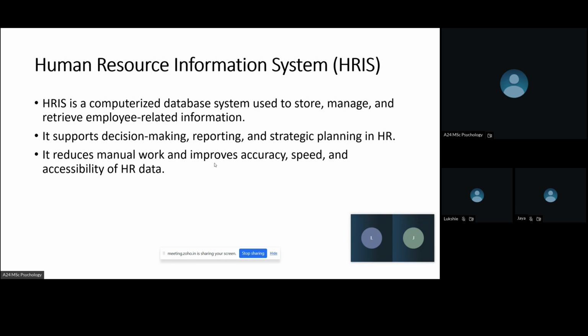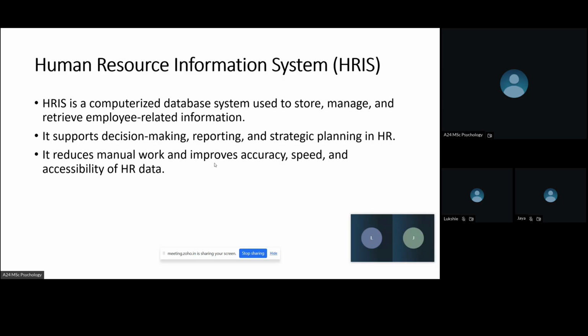Here again, it is saying it is a computerized database system that is used to store, manage, and retrieve. We need to store the data, and then we need to manage it to make sure it's being updated from time to time. And then whenever required, we need to retrieve the employee related information from the HRIS system.